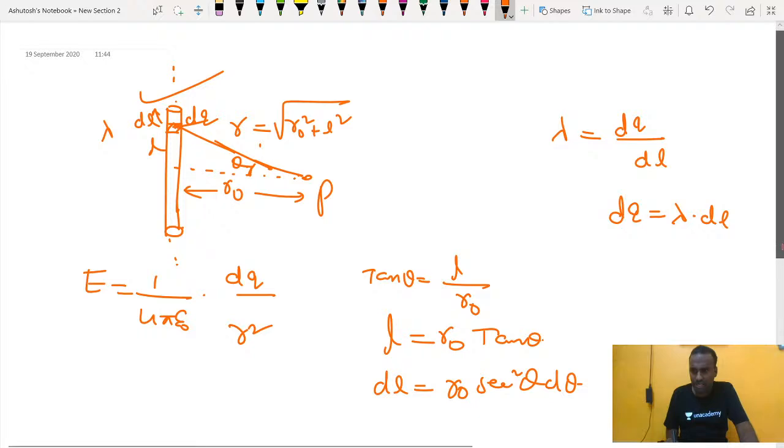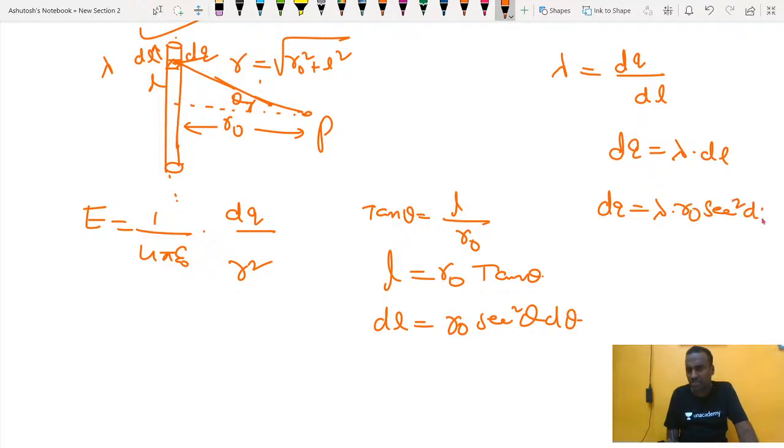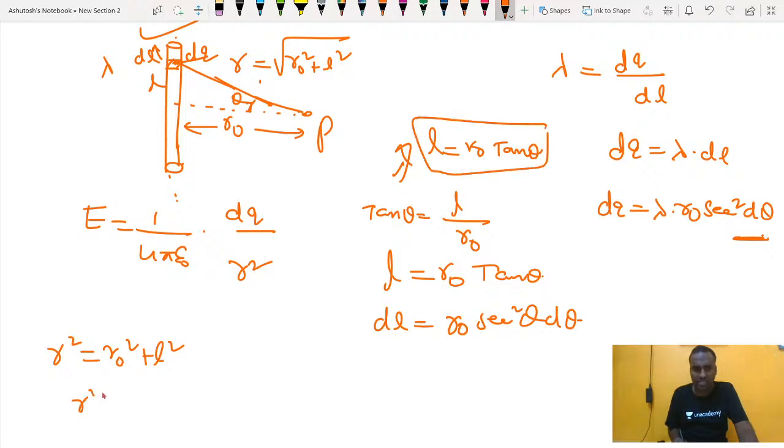Then dQ is equal to lambda times, in place of dL, R naught secant square theta d theta. Then what about R, students? R square is nothing but R naught square plus L square. In place of L, R naught tan theta, we can simplify this. Somebody is asking me about this derivation, so that's the reason I am showing it. R naught square tan square theta. If I take R naught square common, 1 plus tan square theta is secant square theta. That is the R square value.